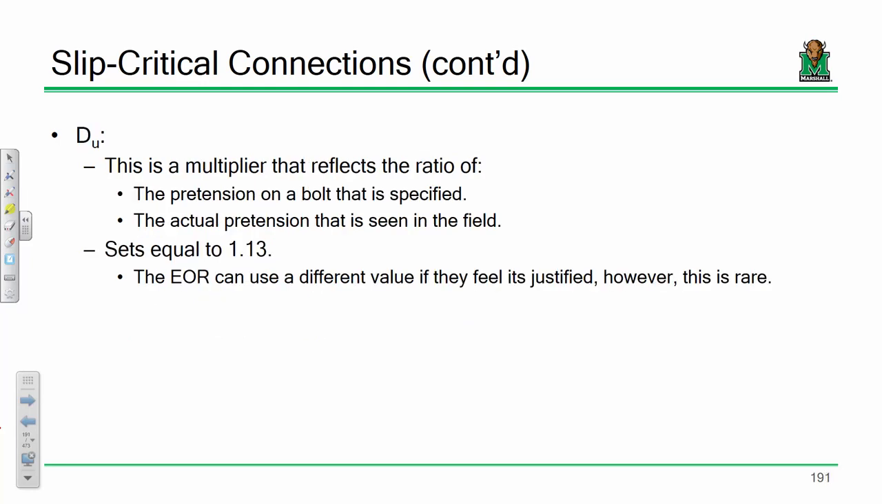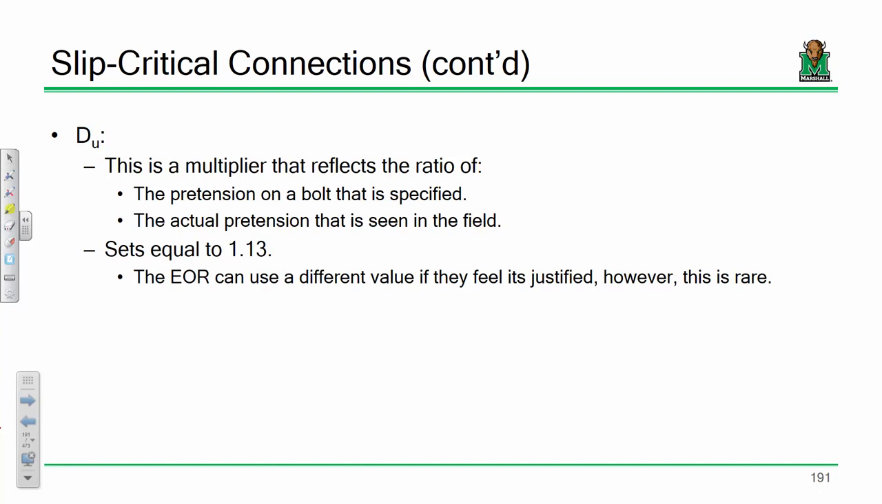D sub U, that's what I was talking about earlier, that multiplier that accounts for the amount of pretension that we specify versus how much we actually get. And on average, using any of these methods that I'm talking about, we usually get about 13% more pretension than we actually specify.